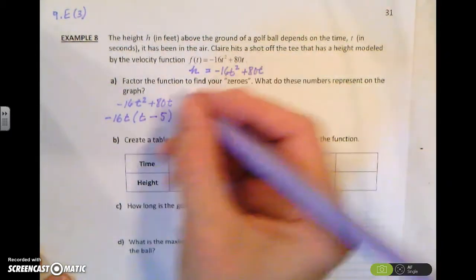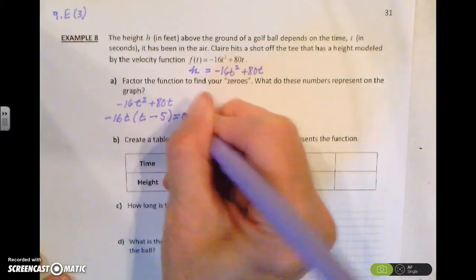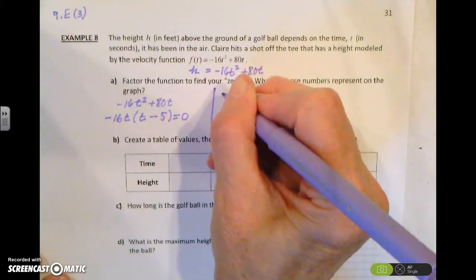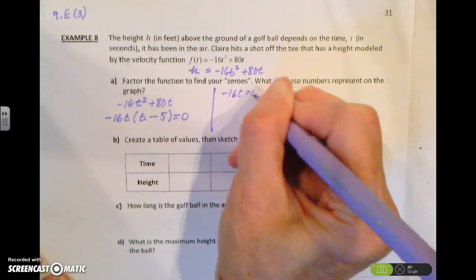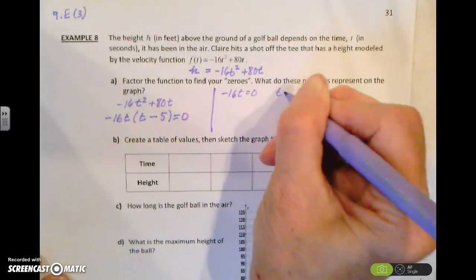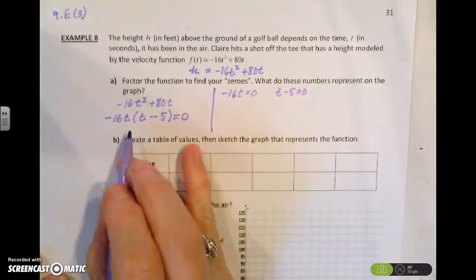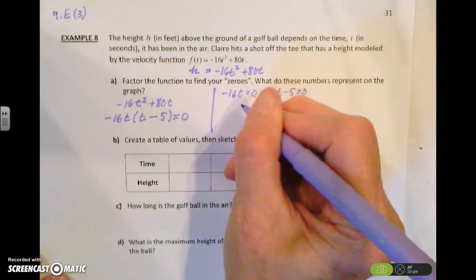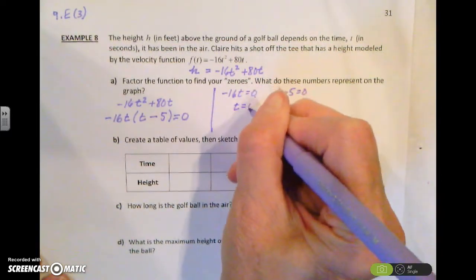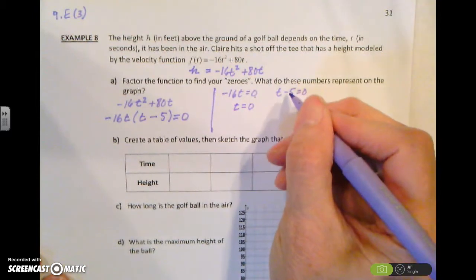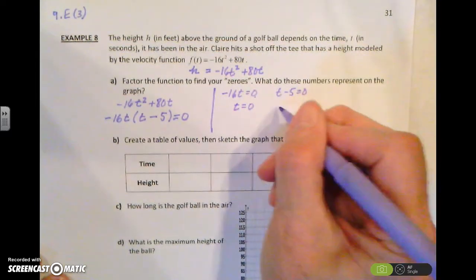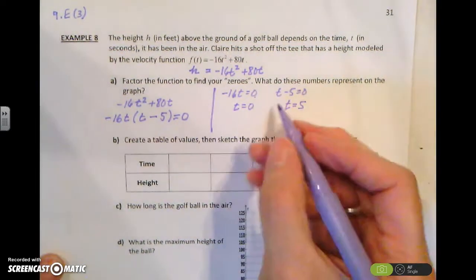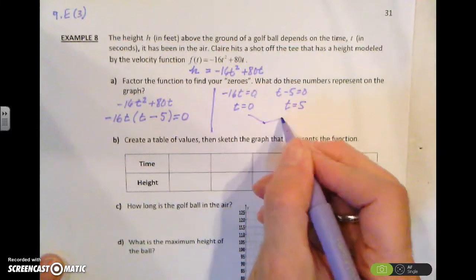We want to know what the zeros are, so we want to know where this is equal to 0. So that's going to be where negative 16t is equal to 0, or where t minus 5 is equal to 0. So use our zero factor property. Here we're going to divide both sides by negative 16. That leaves me with t is equal to 0. And here I'm going to add 5 to both sides and get that t is equal to 5. So these would be our zeros.